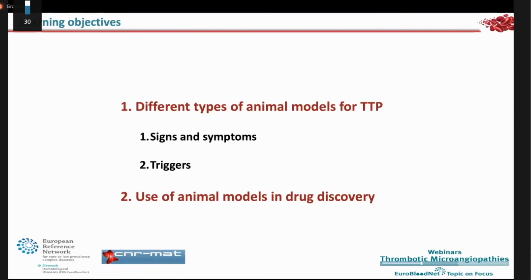So what are the learning objectives today? I have two main parts in my talk. The first one is focused on the different types of animal models that have been developed for TTP. What are the signs and symptoms that reflect TTP in humans in these animal models? And are there triggers needed to induce TTP in these animals? Then the second part of my talk will focus on the use of these animal models in drug discovery.